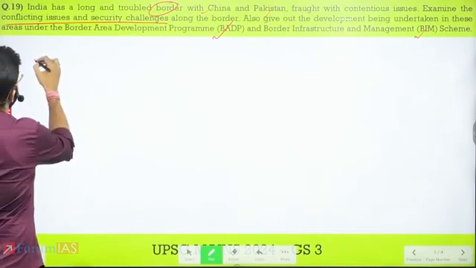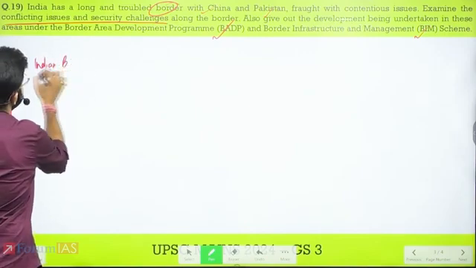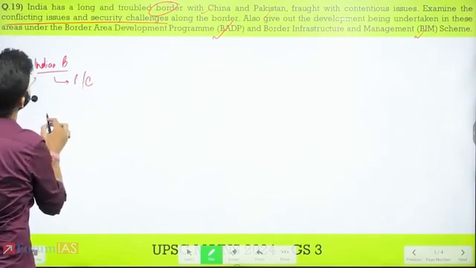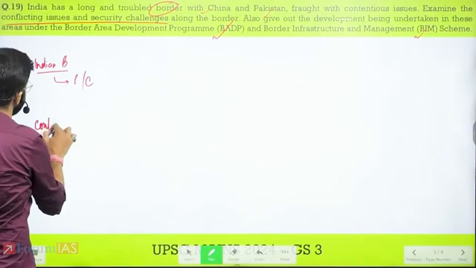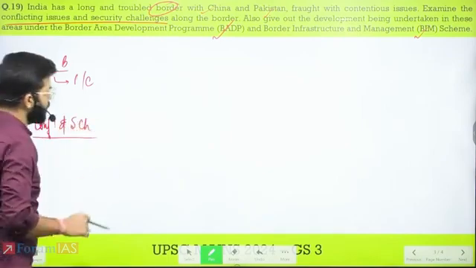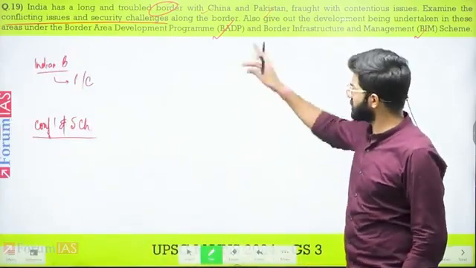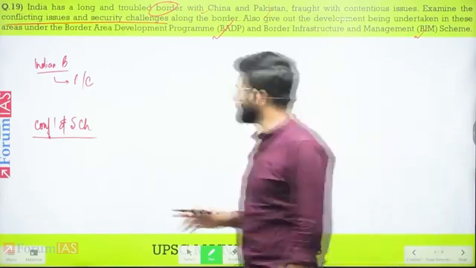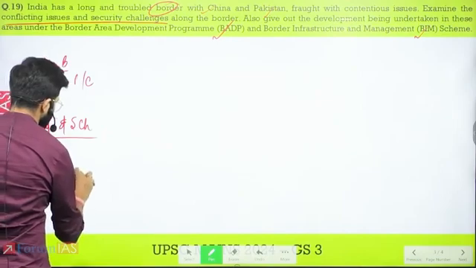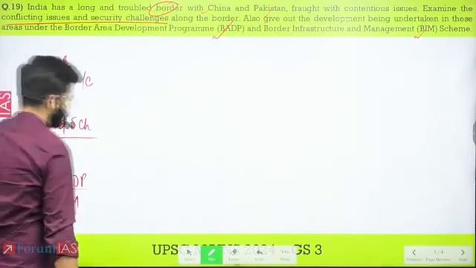First of all, you will be talking about Indian borders. Do mention Pakistan and China, etc. Then we'll be talking about the conflicting issues and security challenges. People can also differentiate between the two. You can have two headings, but I would suggest, because there will already be a lot of headings. Then we will be talking about BADP and also BIM before concluding.